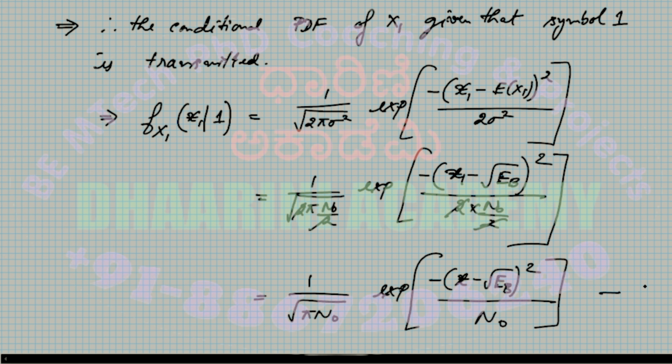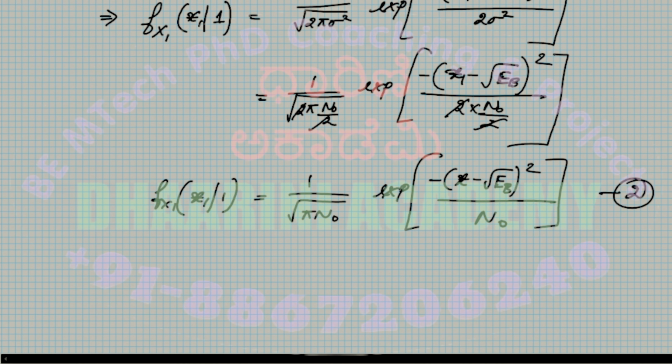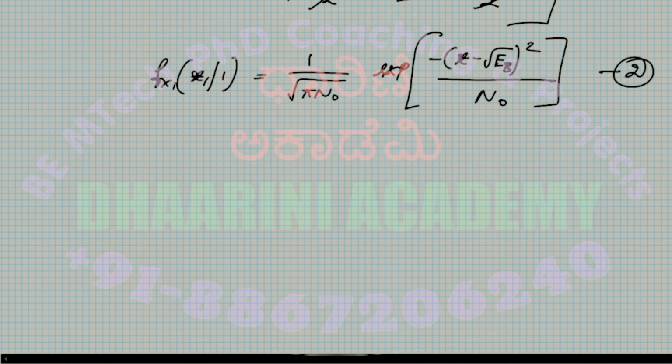I'll call this equation number 2. That's nothing but f of x1 given that 1 was sent. This whole discussion was about I sent a 1, but what you are going to receive. You are trying to calculate that probability. That's the conditional PDF when 1 was sent. Now similarly, what you are supposed to consider is what happens when you send a 0.